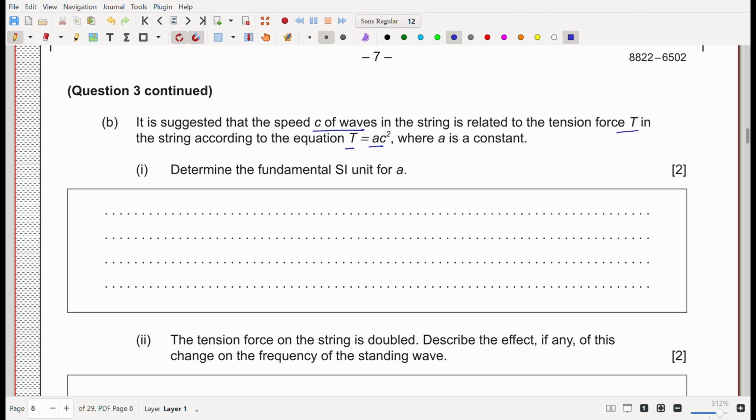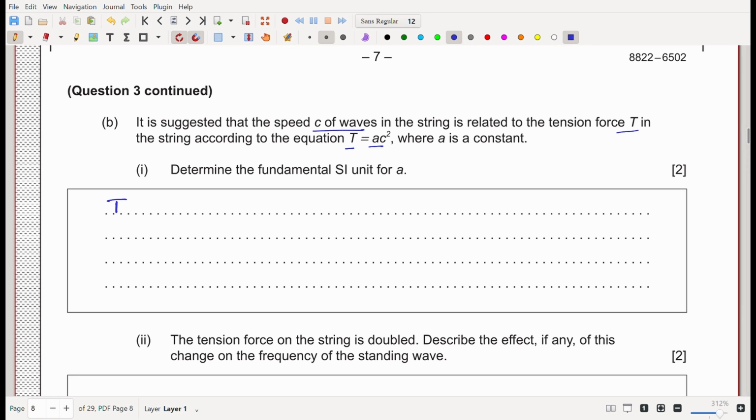Now, an actual formula for this is v is equal to root over T by mu, where mu is the linear density of the string, but that's not required in IB. So let's leave that out for now. So tension is equal to A c squared. So let's perform something called dimensional analysis for this. Or instead we can just say we have to equate the units on both sides.